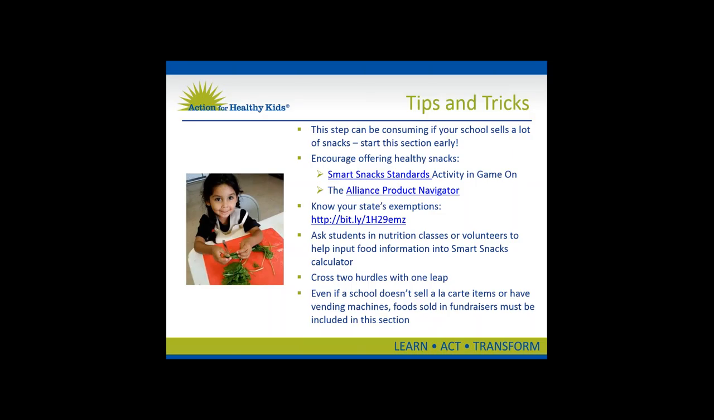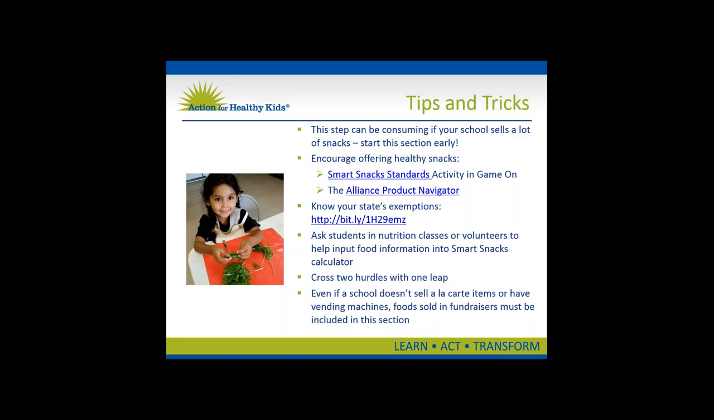Also, encourage students in nutrition classes or volunteers to help input food information to the Smart Snack calculator. You can all divide and conquer. Also, less paperwork. Being awarded through HealthierUS School Challenge proves that you meet Smart Snack standards, which is required by all schools participating in the National School Meal Program.